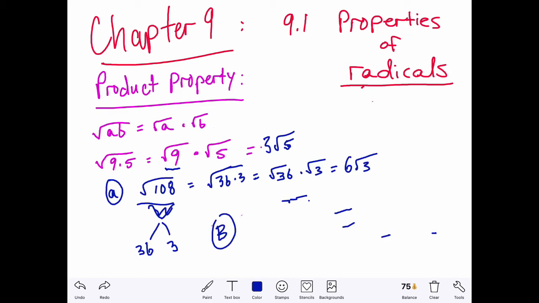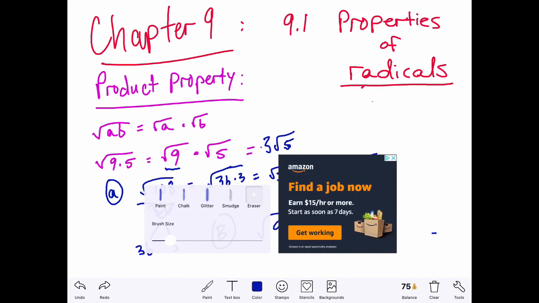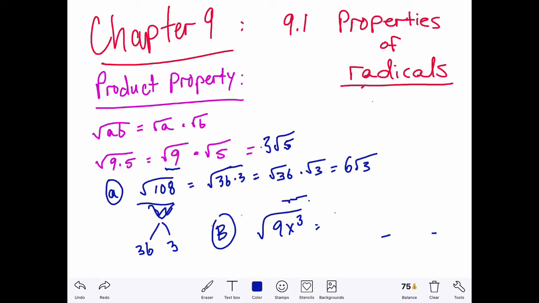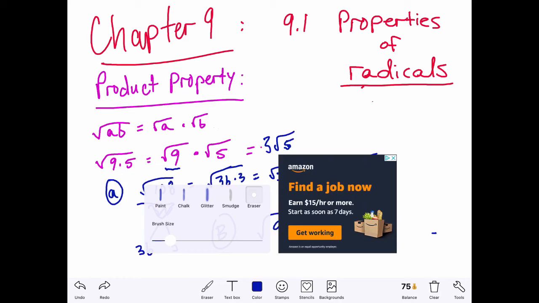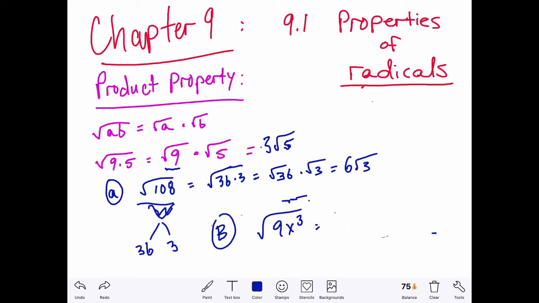Okay, so we would simplify the square root of 108 into 6 root 3. Let's look at, say, something like the square root of 9x cubed. Well, that's really the square root of 9 times x squared times x, because x squared times x is x cubed. And so then we could break that up into the square root of 9 times the square root of x squared times the square root of x.